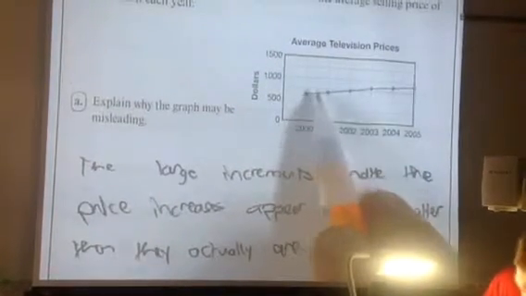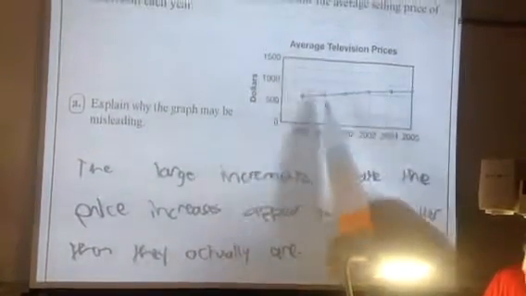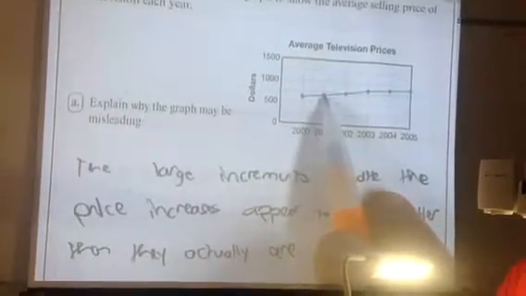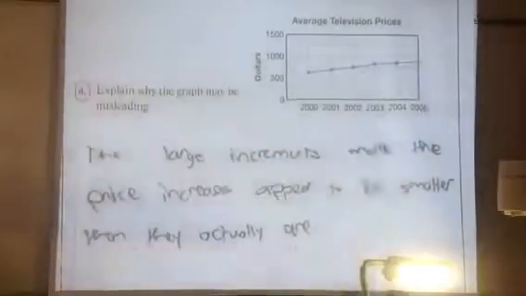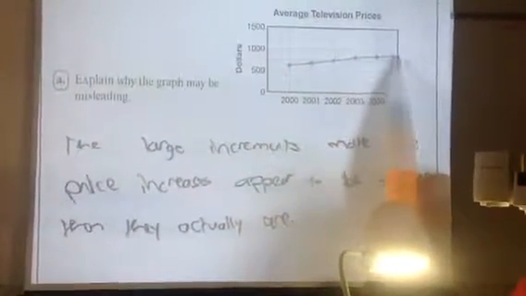Because look, in 2000 it looks like a television cost about $750. Oh no, that's about $650. Then in 2001 it was up to almost $750. So that's an almost $100 difference. But because they use such large intervals, it looks like the price hardly went up at all. This electronics store wants it to look like our prices have not increased very much, so they use really large increments. It makes it look like this only went up a little bit, when really the price went from about $650 to almost $1,000 in 2005. That's a big increase, but it does not look like it with this graph.